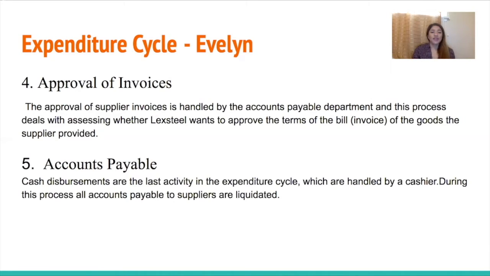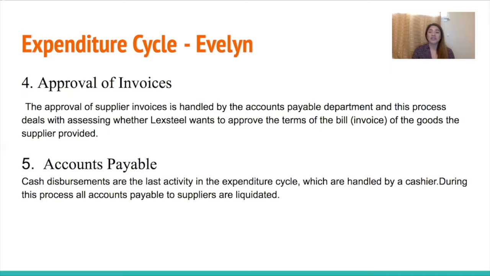Fifth, we have the accounts payable process, and this is the cash disbursements, the last activity in the expenditure cycle, which is handled by a cashier. During this process, all accounts payable to suppliers are liquidated. For Lexsteel, we have a certain situation for the accounts payable department where they are paying their suppliers on the last day possible to make a payment.